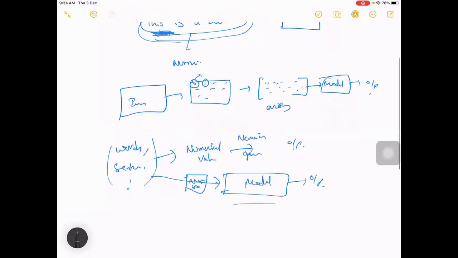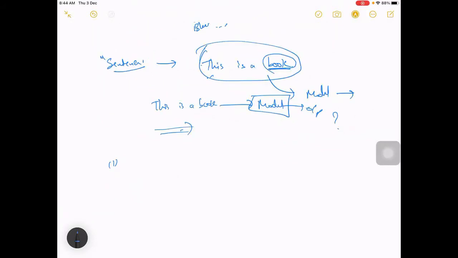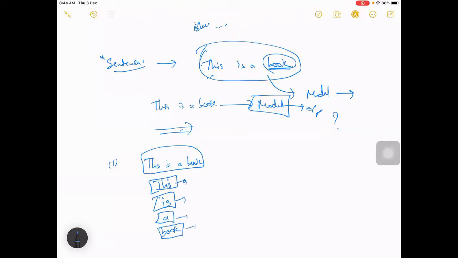Let's see what the possible ways of doing this conversion are. Let me give a small hint. This is a very naive method, but let's say "this is a book" is there. If we can split it and represent each of these four words as a vector, some kind of mathematical representation, then we'll be able to represent the whole sentence in a mathematical form, pass it through a model and do some computation.